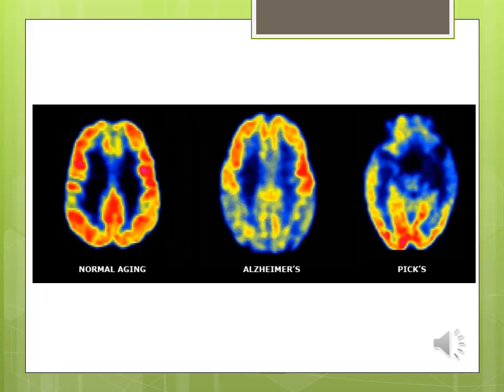So here's a picture of a scan showing the brain, and you can see on the far left is a normal aging brain, in the middle is someone with Alzheimer's disease, and on the far right is a patient with FTD. It's also known as Pick's disease, and this just shows the changes in the brain and what happens to the lobes. So you can just take a look at that.